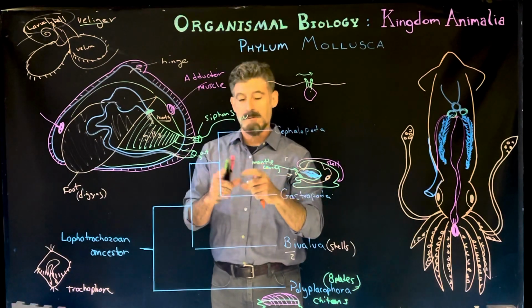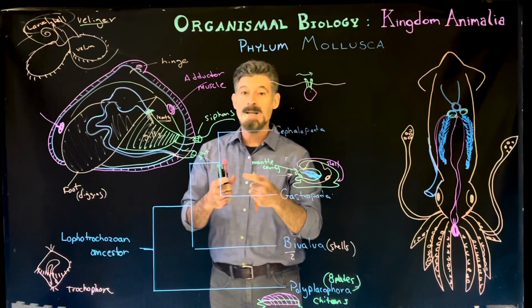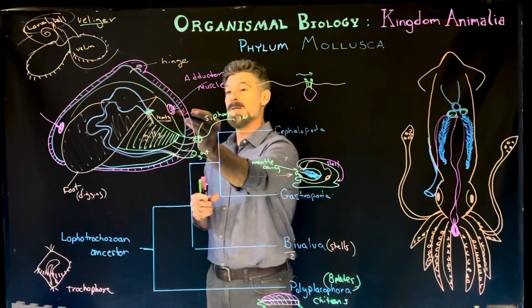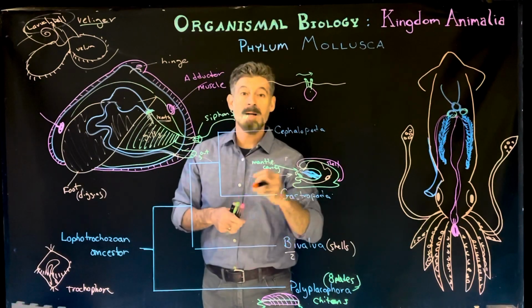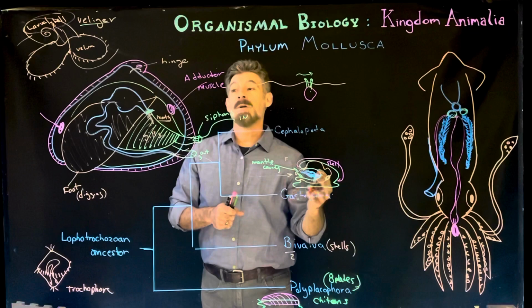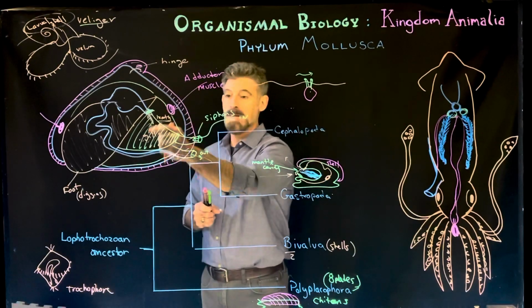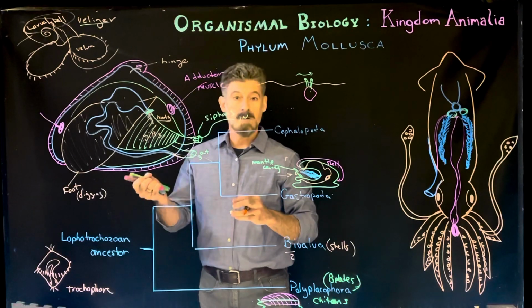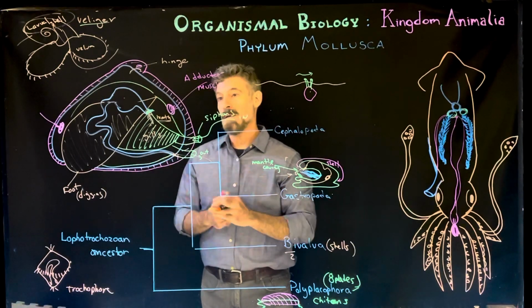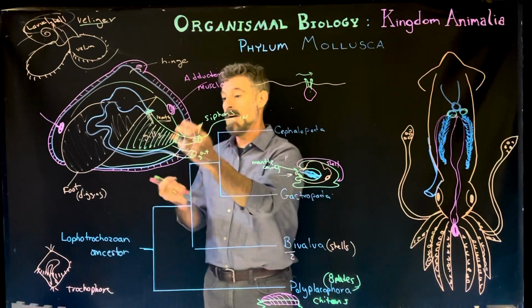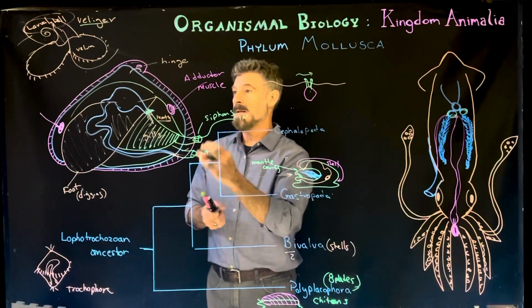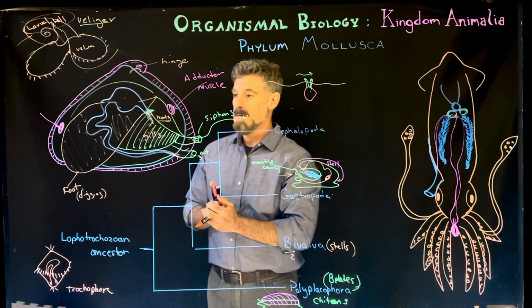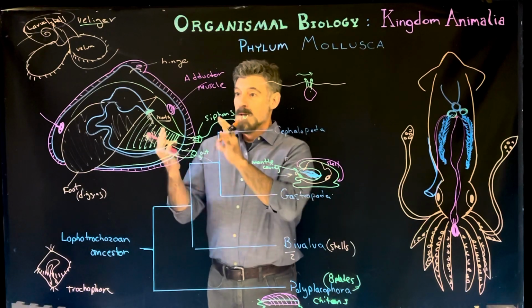So with a scallop, if you eat scallops, what you're actually eating is not the animal's visceral mass, you're eating the adductor muscle. If you eat a clam or oyster, what you're eating is actually the visceral mass. You're eating the gills and stomach and the foot and other organs. So if you ever eat a mollusk or a bivalve, that's the difference in what you'd be eating.